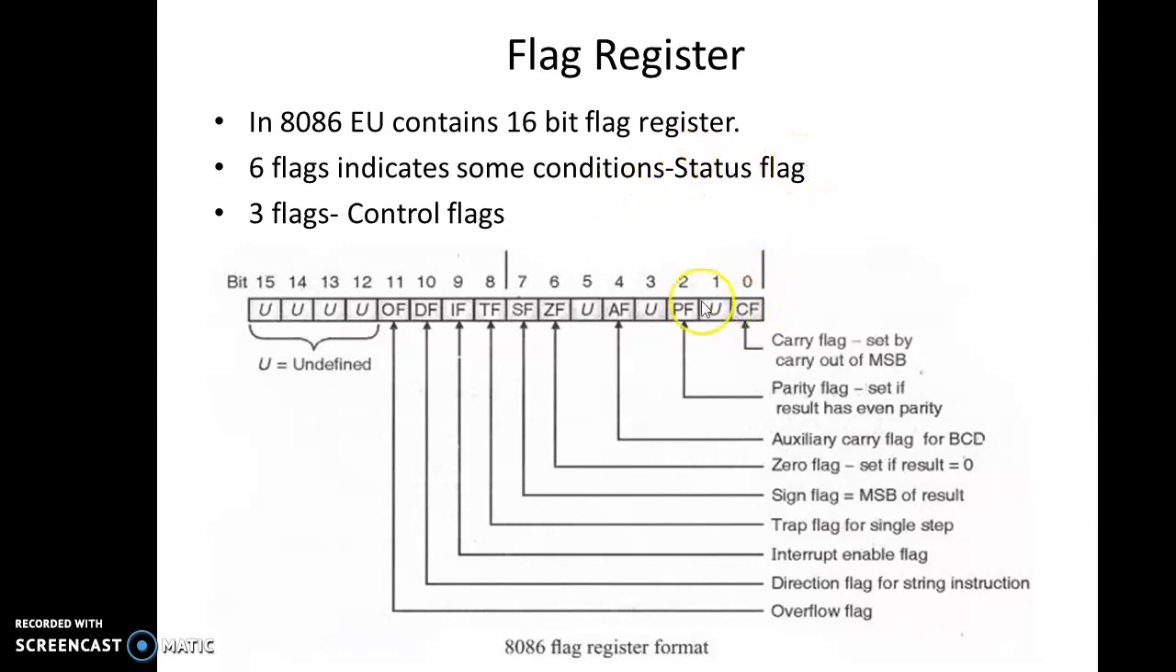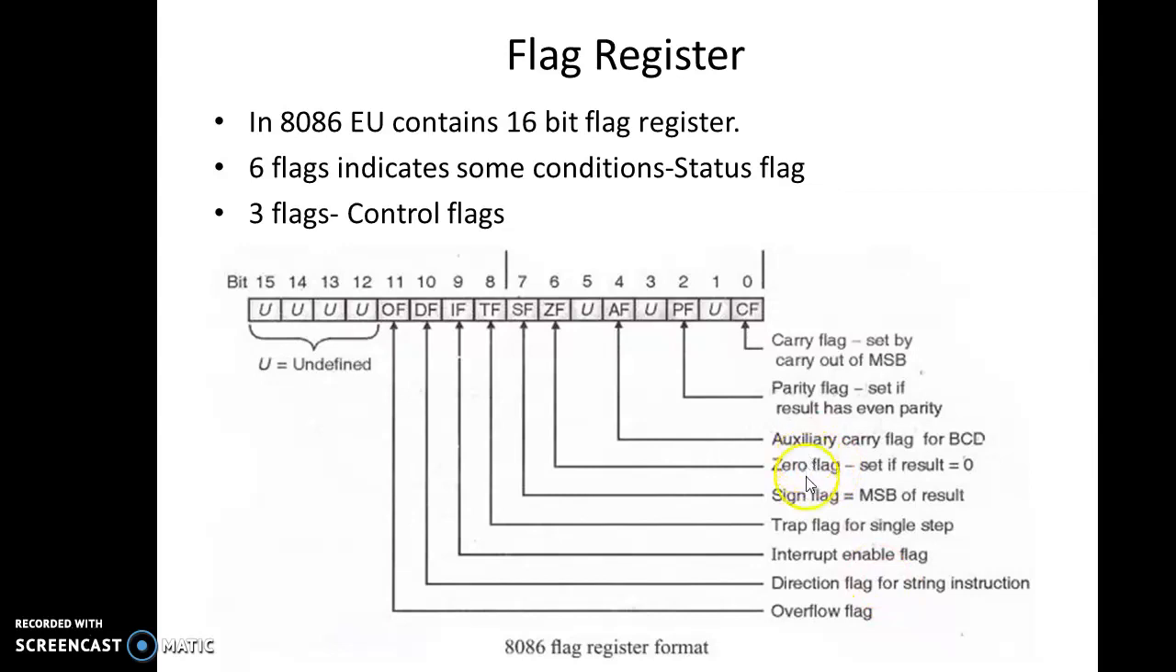So when a particular arithmetic or logical operation is performed, the status of the result of the operation is indicated by these 6 status flags: carry flag, which indicates whether carry is generated or not; parity flag, which indicates whether parity is even or odd; auxiliary carry flag, zero flag, sign flag and overflow flag. Then the 3 control flags are trap flag, that is single stepping operation; interrupt flag, that is to enable the interrupt; and direction flag, which is used in string operations.